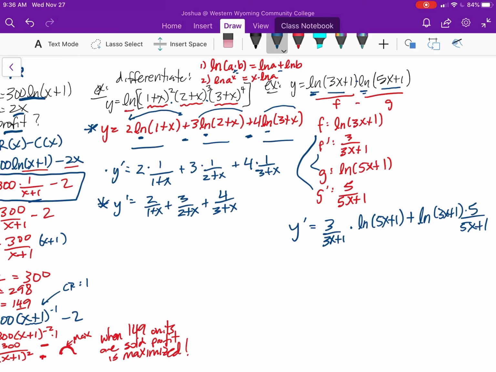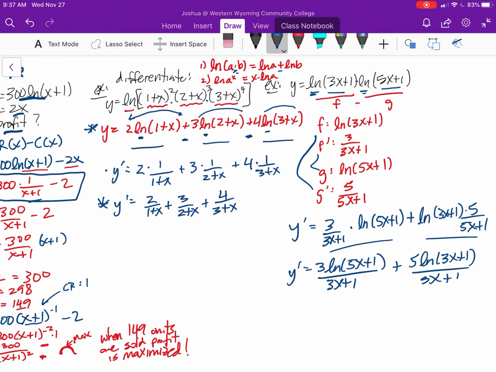Honestly, nothing to do here really, right? I mean, I could get LCDs, but it's not going to get any prettier. The only thing I prefer to do is combine these, because that kind of looks weird, so I would just do this: 3 ln 5x plus 1 over 3x plus 1, plus 5 ln 3x plus 1 over 5x plus 1. Done.